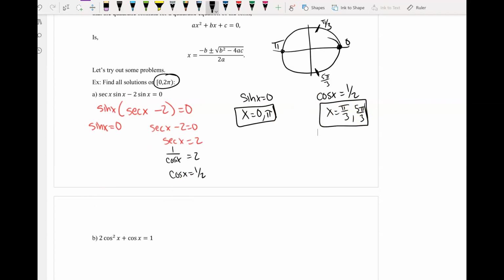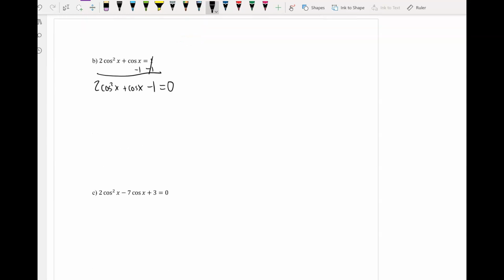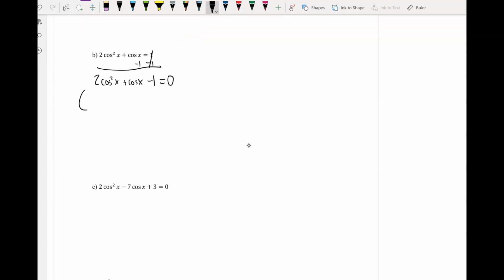Okay. Let's take a look at this one: 2 cosine squared x plus cosine x equals 1. Once I see a squared, it immediately makes me think I have to use the quadratic formula or some sort of factoring. So let me move the 1 over, because I see a quadratic equation, and it's better to set it equal to 0. And now let's go ahead and factor this.